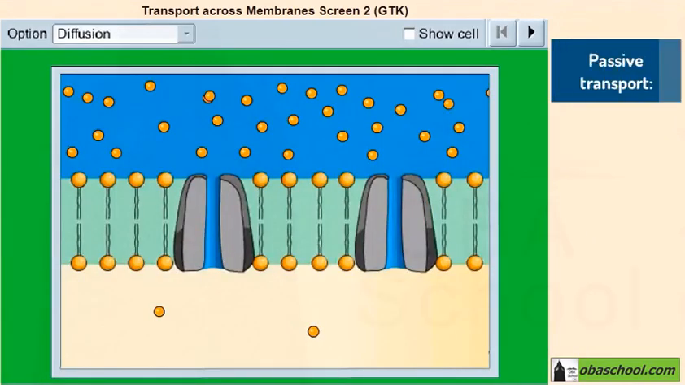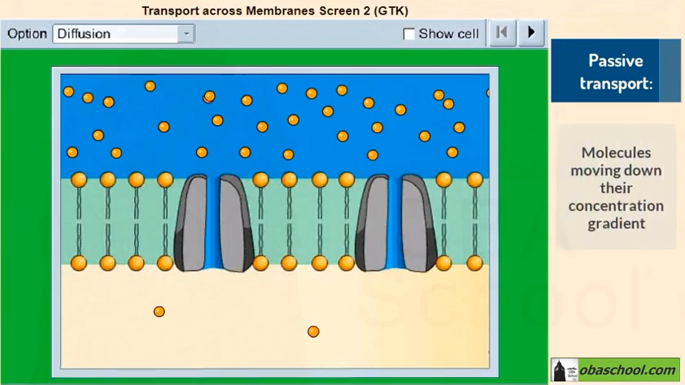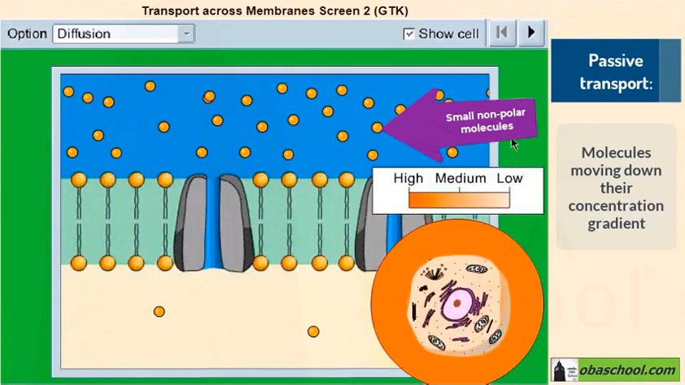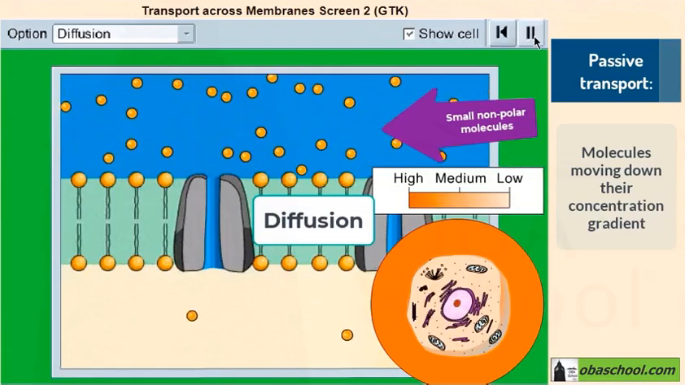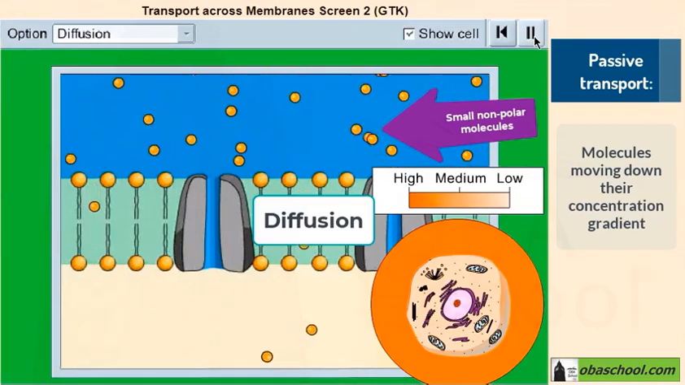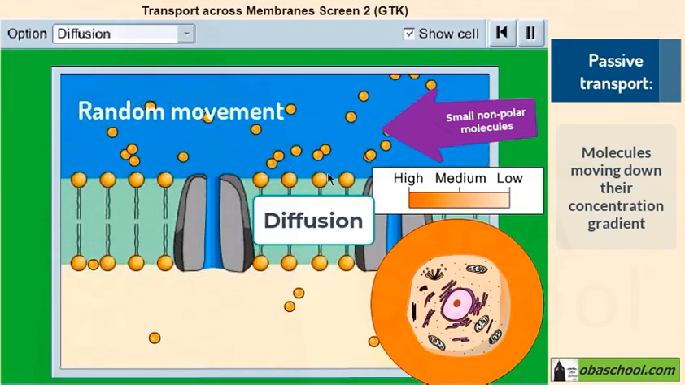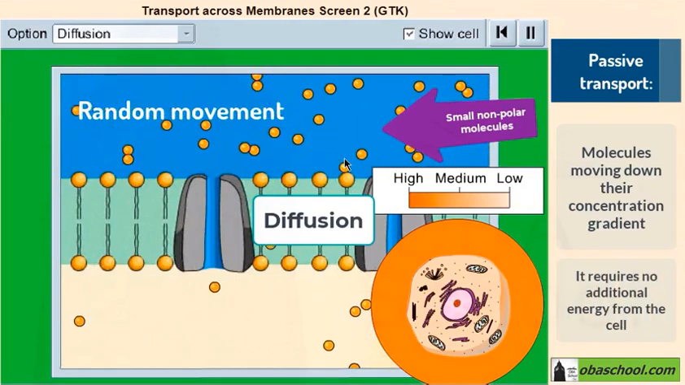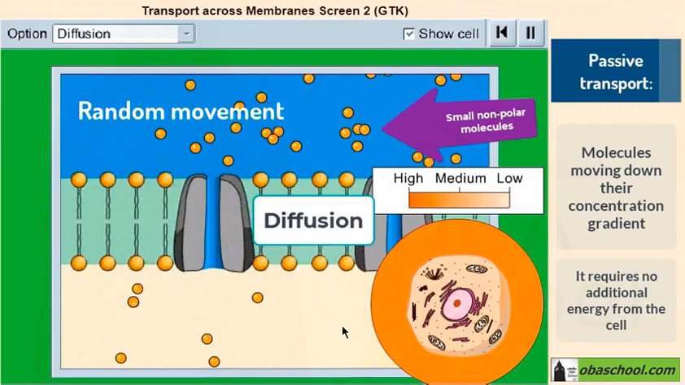The passive transport, or diffusion, is characterized by molecules moving down their concentration gradient. So these orange molecules that you are seeing now in this picture represent small nonpolar molecules such as oxygen, carbon dioxide, and lipid-soluble vitamins. They can be transported across the cell by diffusion. So this passive process occurs because of the random movement of particles, and it usually requires no additional energy from the cell.